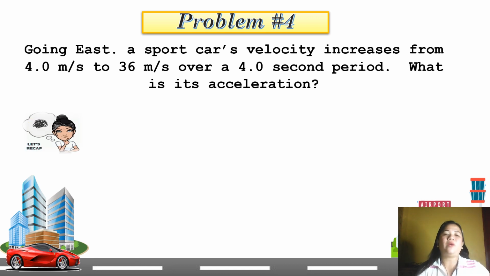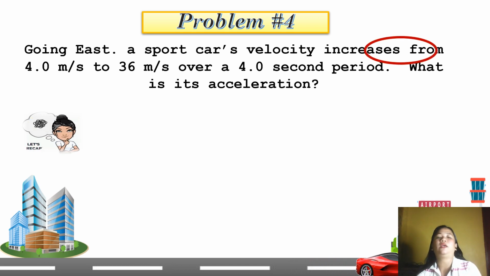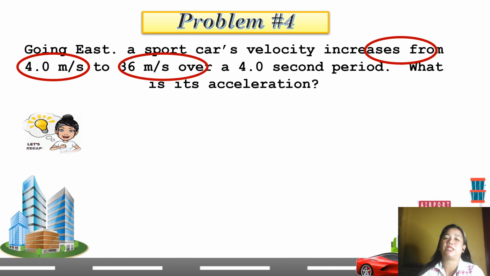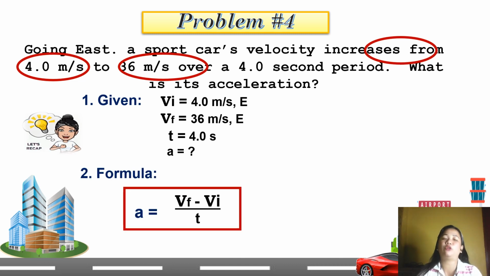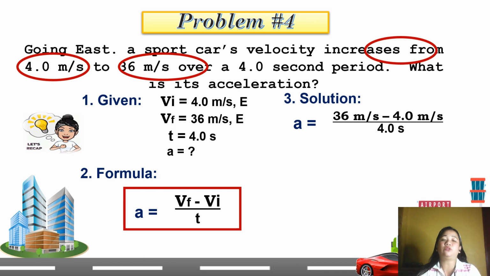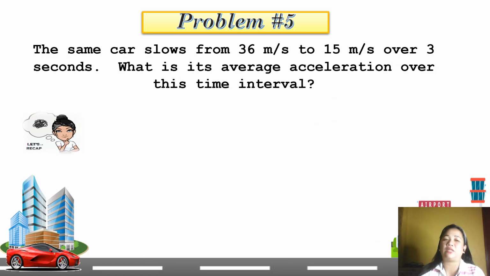Next, a sports car's velocity increases from, okay? Doon natin, pag from, doon nagsimula. So, 4.0 meter per second to 36 meter per second over 4.0 seconds. So, our VI is 4.0. Your VF is 36 meter per second. Your time is 4.0 seconds. And we have to look for the acceleration. So, let's substitute. Again, your VF is 36 meter per second. Your VI is 4.0 meter per second. Divide natin sa 4.0 seconds. So, our answer is 8 meter per second squared.